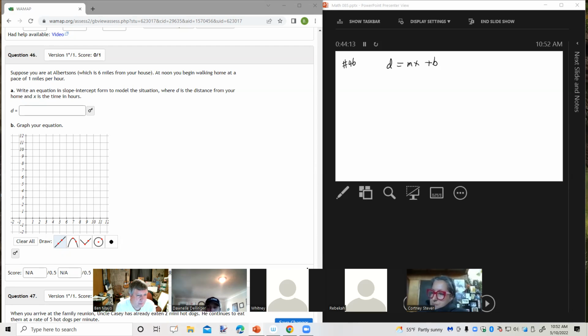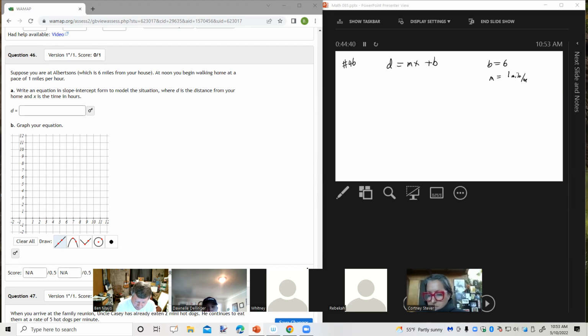So let's see. At noon, you begin walking home. Suppose you're at Albertsons, which is 6 miles from your house. So when you're starting, what's the distance from your house? 6. At noon, you begin walking at a pace of 1 mile per hour. That's the rate. That's the slope. So 1 mile per hour.